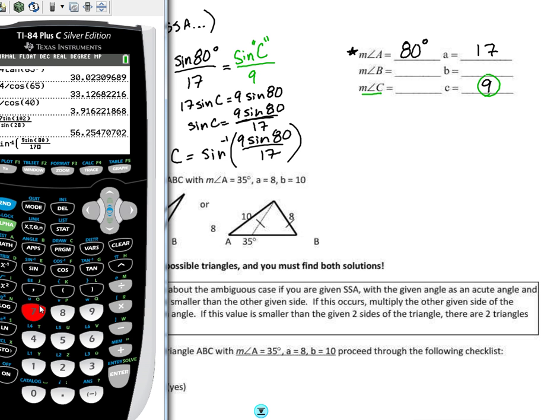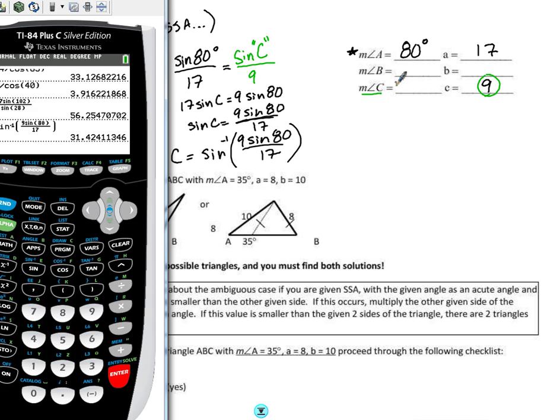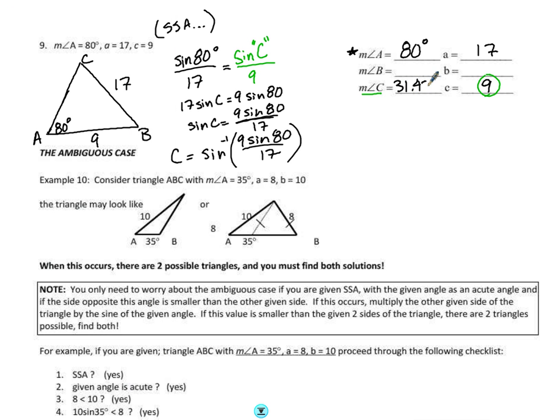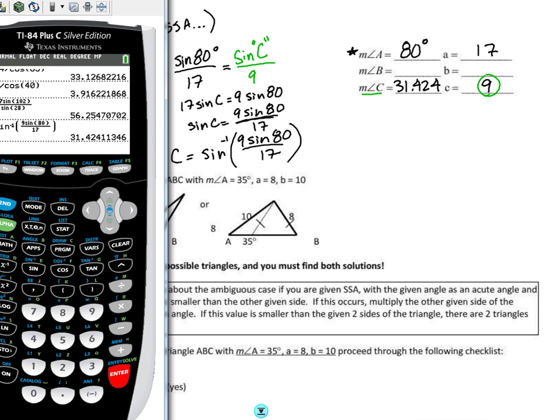I'm in degree mode, so that answer of 31.424 is an approximated value. Right now, if I look at my calculator, that value is listed at 31.42411346. It's a long decimal, and I'm going to make sure I include all of those decimal places in my calculator or stored somewhere so that I can use that moving forward.